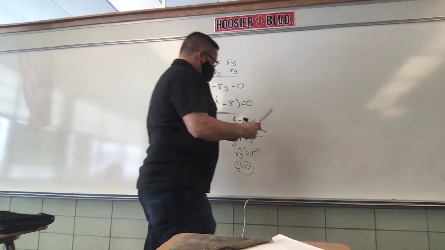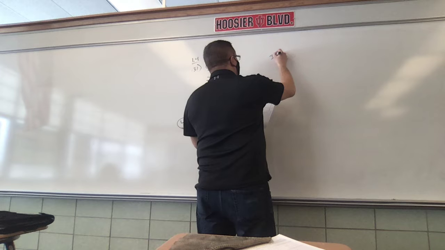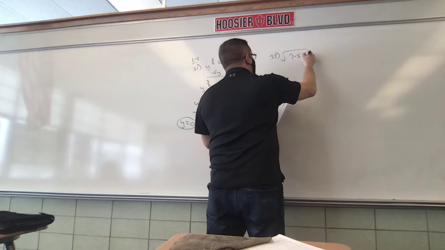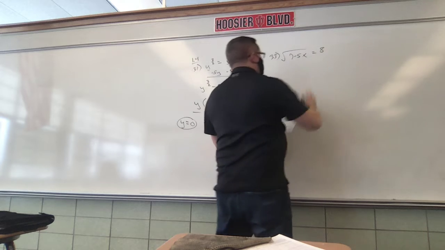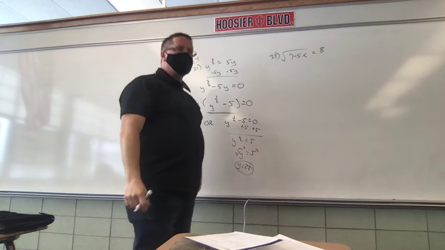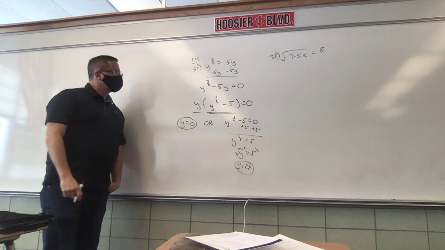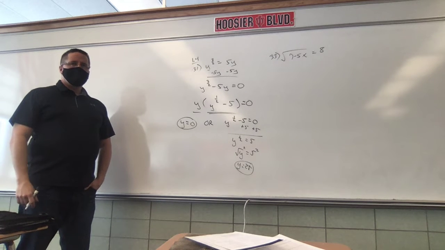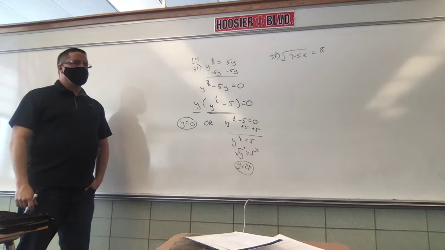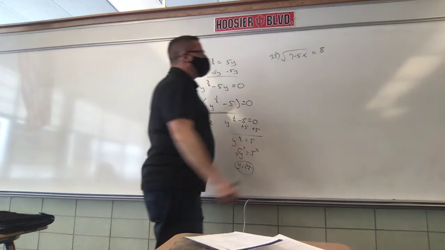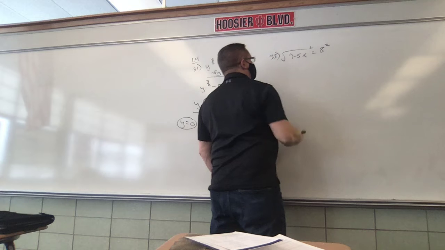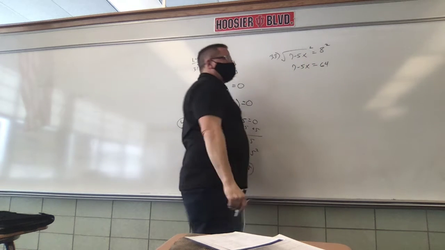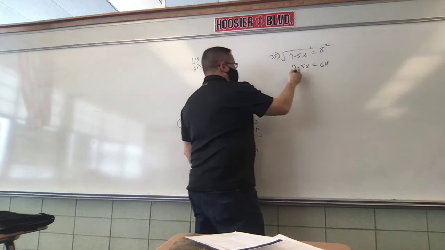All righty, 33. This one should be an easy one. Square root of 7 minus 5x. Okay. Any idea how we're going to start this thing? Pretty simple first step. How are we going to get rid of that square root symbol? Square both sides. Square this side, square this side. These cancel. 7 minus 5x equals 64. And I'm not going to explain the rest. You know how to do it.